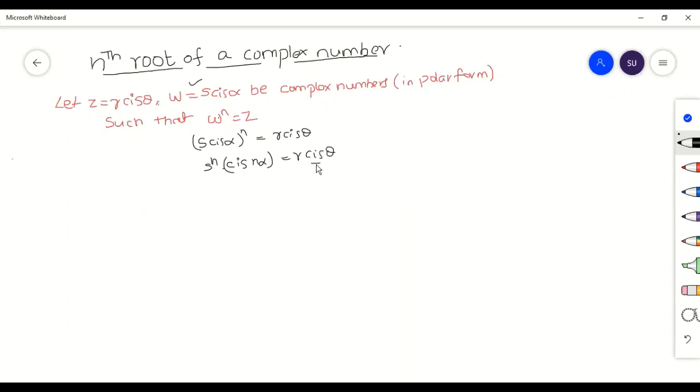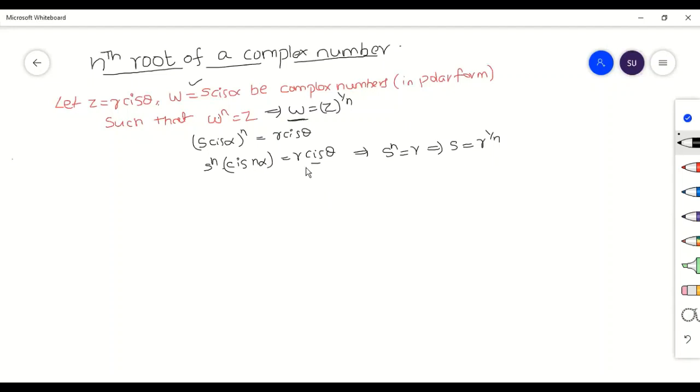These two are equal. This is cis, this is cis. Let us equate here s power n is equal to r. That implies s is equal to r power 1 by n. Here w power n is equal to z means w will be z whole power 1 by n. We need to find w. w is nothing but the nth root of z. For that we are doing s is equal to r.